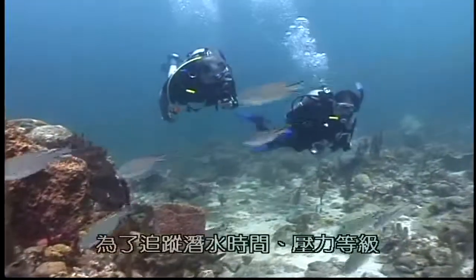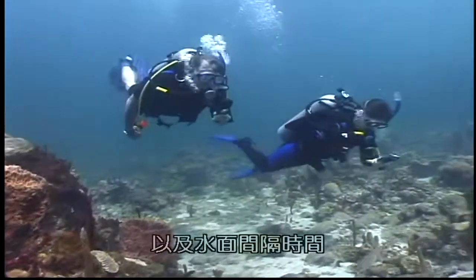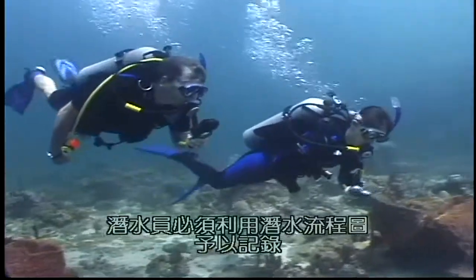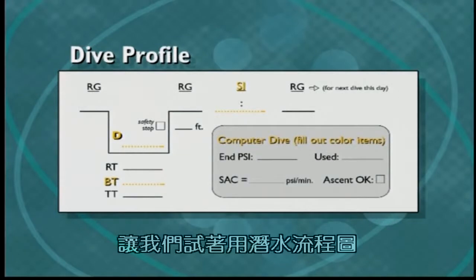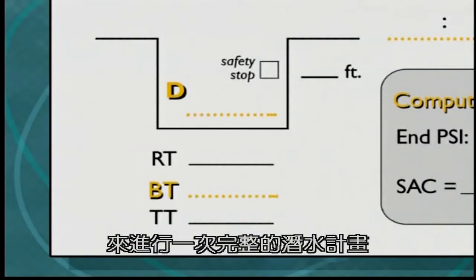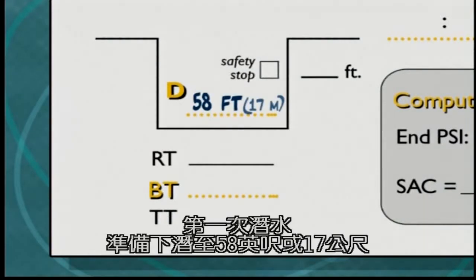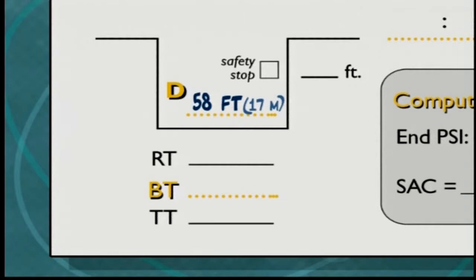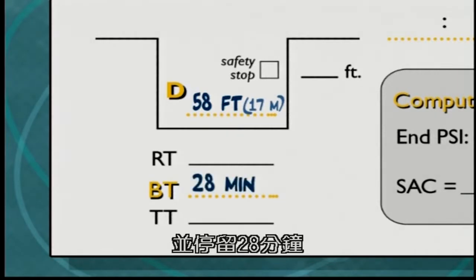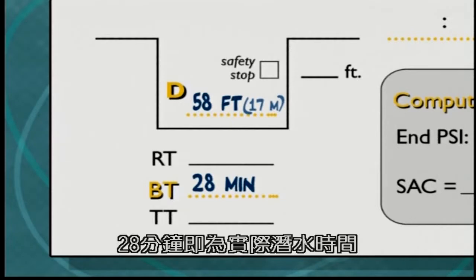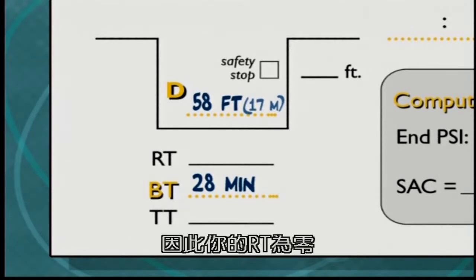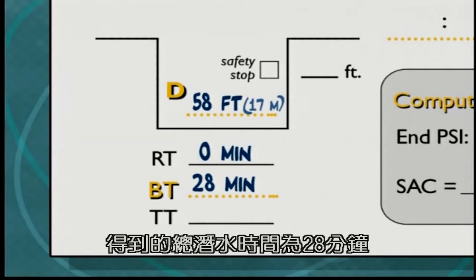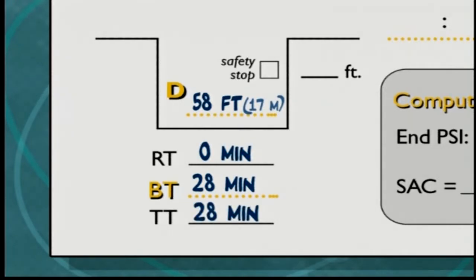To keep track of bottom time, group designations, and surface intervals, divers use what is called a dive profile. Let's work through another dive using a profile. On the first dive, we are diving to a depth of 58 feet or 17 meters, and will remain there for 28 minutes. The 28 is your bottom time, and since this is the first dive of the day, you have no residual nitrogen, so yours is 0. This leaves a total time of 28 minutes.